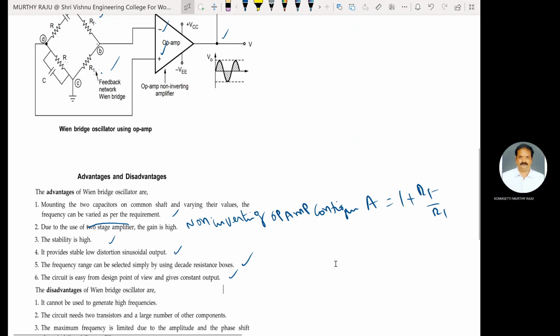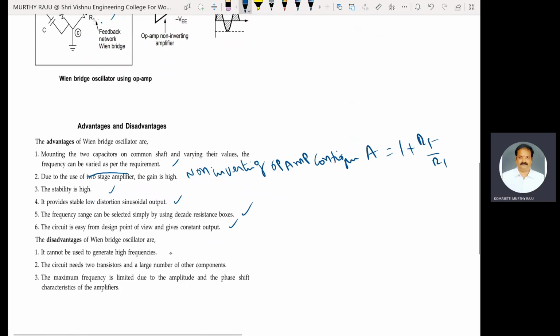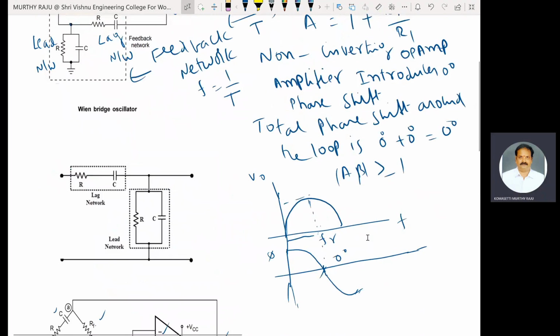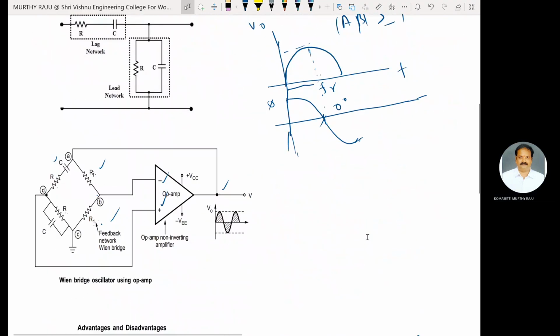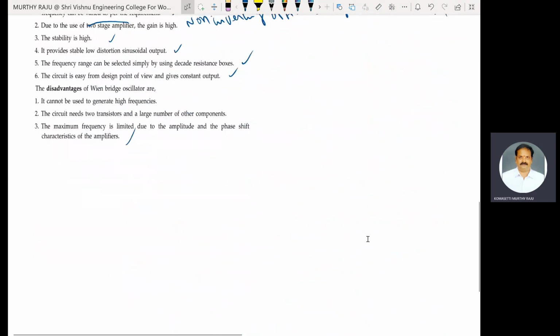Disadvantages. It cannot be used to generate high frequencies. It is used to generate audio frequency range. The circuits, in case of transistors, we use needs 2 transistors and a large number of other components. In case of op-amp, the complexity is eliminated. The maximum frequency is limited due to the amplitude and phase shift characteristics of the amplifier. These are the advantages and disadvantages of the Wien Bridge Oscillator.